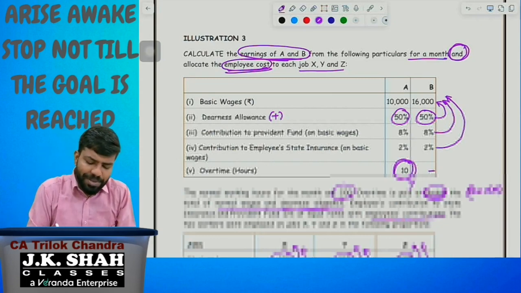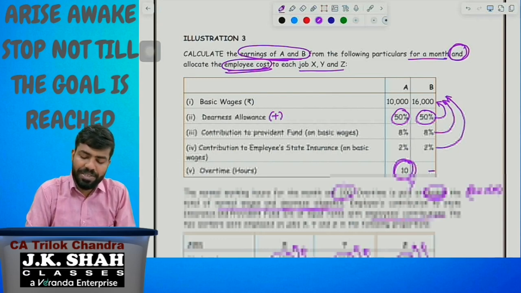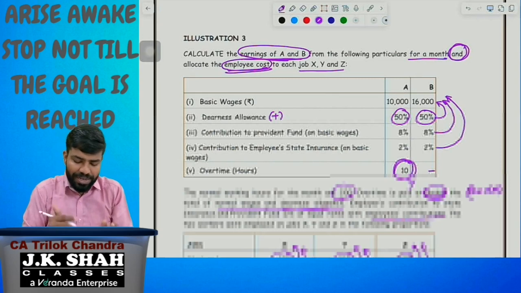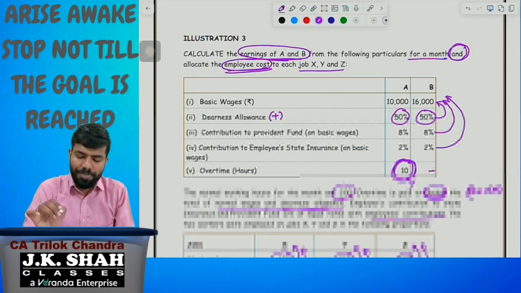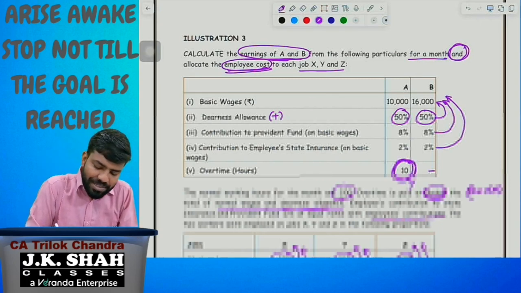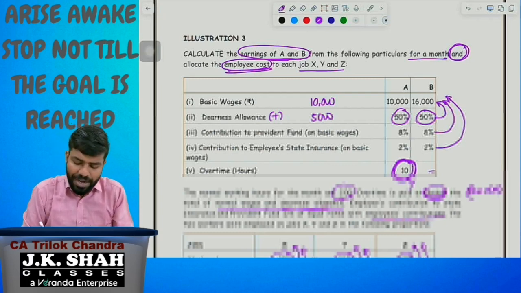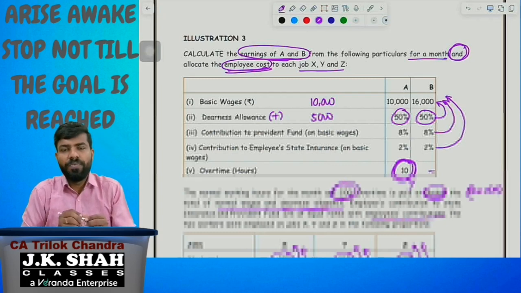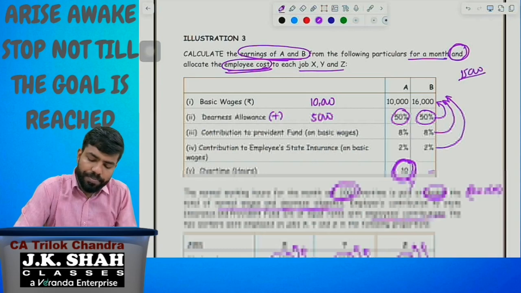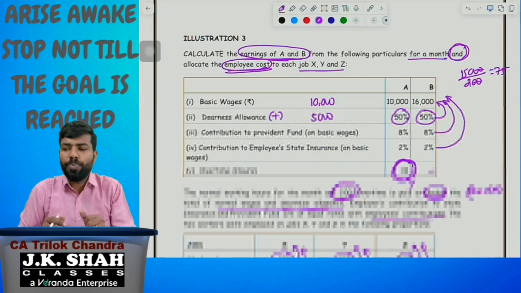Now, here basic wages plus DA allowances. Let me write this here. We know that the DA allowance is 50% of basic wages for both A and B. Overtime hours, 10 hours. Let me explain A first. Basic wages is 10,000. DA allowance is 5,000. Totally 15,000. 15,000 divided by how many hours they work? 200. 15,000 divided by 200, you will be getting 75.